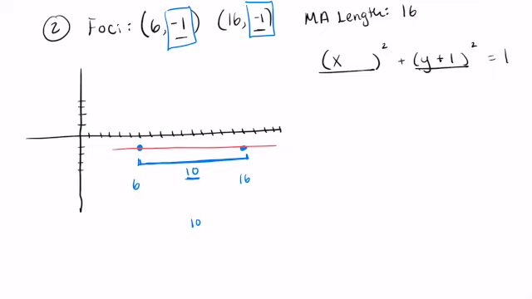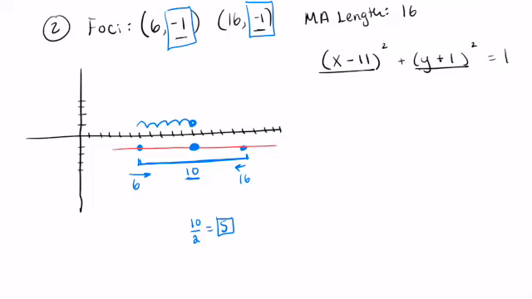So if I take 10 and divide that by 2, that gives me 5. That means that my center will be either 5 right that way or 5 left this way. So I'm going to count 1, 2, 3, 4, 5. Put it on my major axis, and that is my center for my ellipse. And where does that occur? Well, 6 plus 5, that's at 11. So my center is at 11, -1.